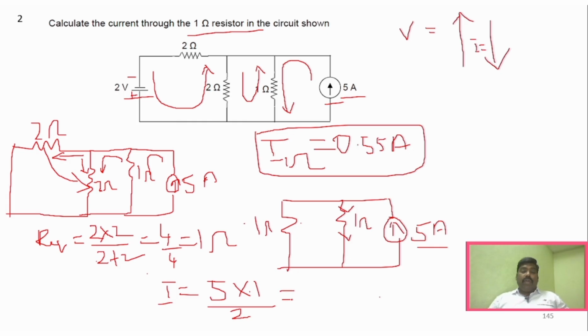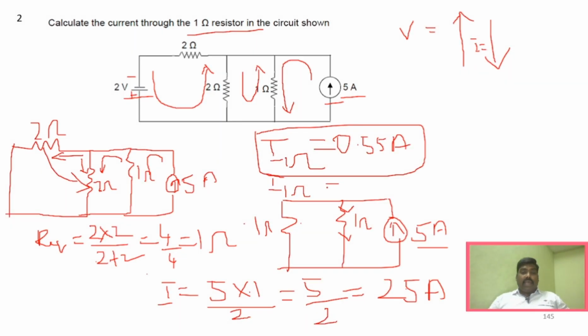And now, what is the value? 5 divided by 2, so it will be 2.5 amps. Correct? We have found I1, the current across this 1 ohm resistor because of the current source. What is it? 2.5 amps. Clear? Hope you understand.